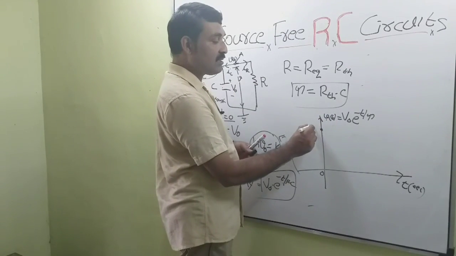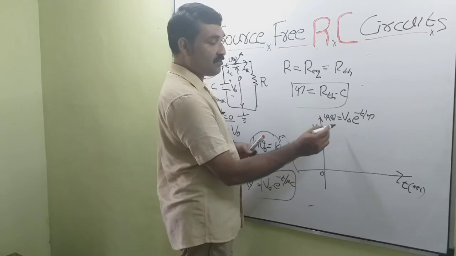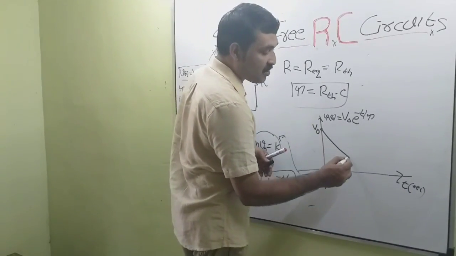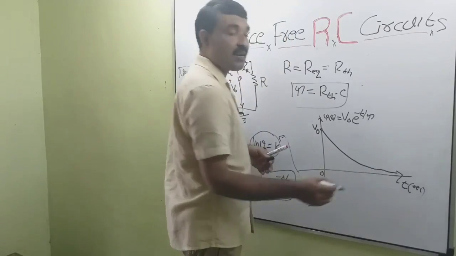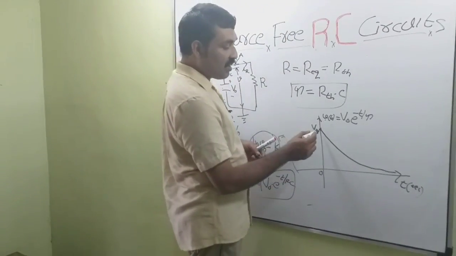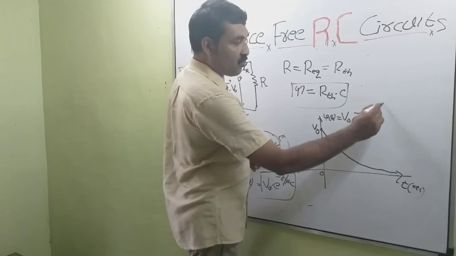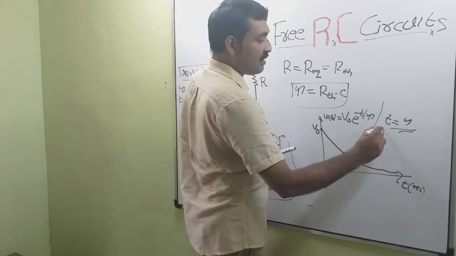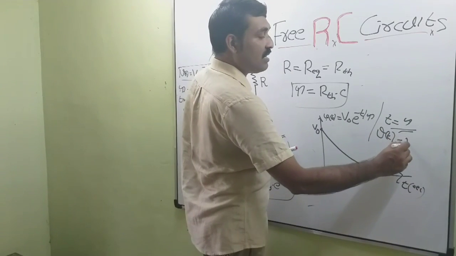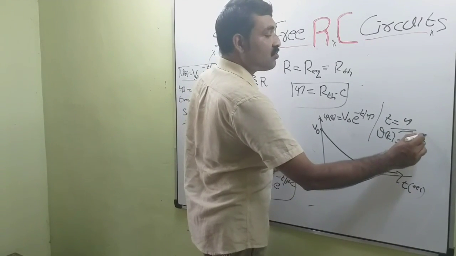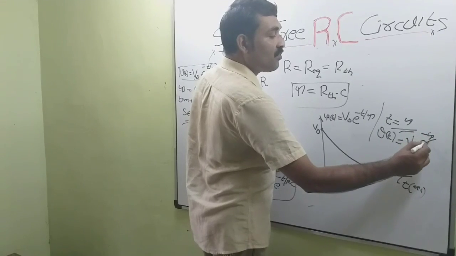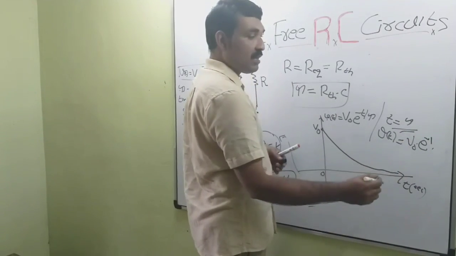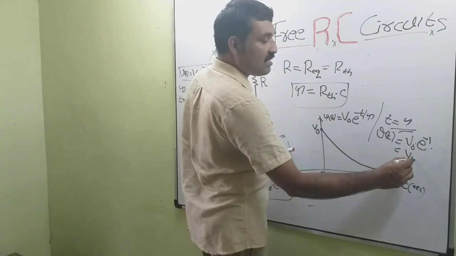I am marking this as V0 as t is equal to 0. And this is an exponentially decaying curve. So this curve is exponentially decaying and finally comes to 0. Now, when t is equal to tau, then V of t is equal to V0 into e raised to minus tau by tau. Minus tau by tau means minus 1, e raised to minus 1, that is equal to V0 by e.